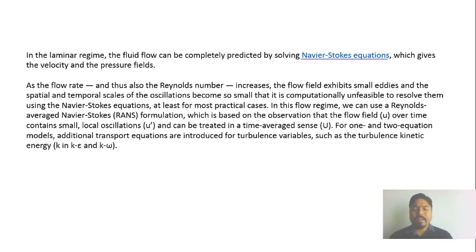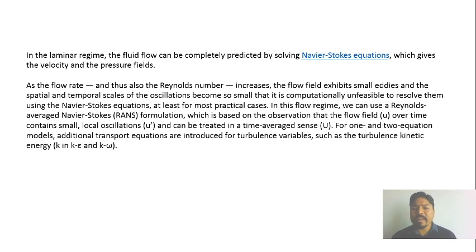As we can see in our last picture about the boundary layer profile over a plate, in the laminar boundary layer region, the fluid flow behavior can be found by using the Navier-Stokes equations. As the flow rate and the Reynolds number increase, the flow field exhibits small eddies, and the spatial and temporal scales of the oscillations become so small that it is computationally unfeasible to resolve them using the Navier-Stokes equations, at least for most practical cases.